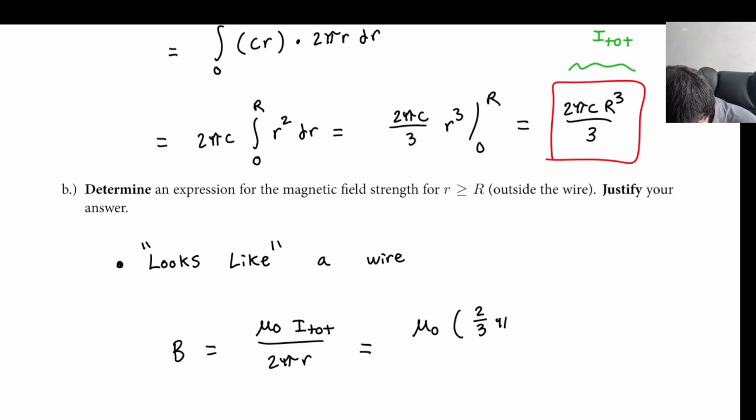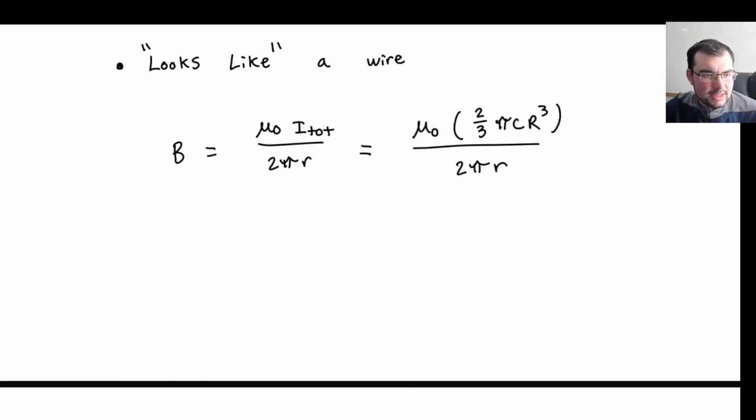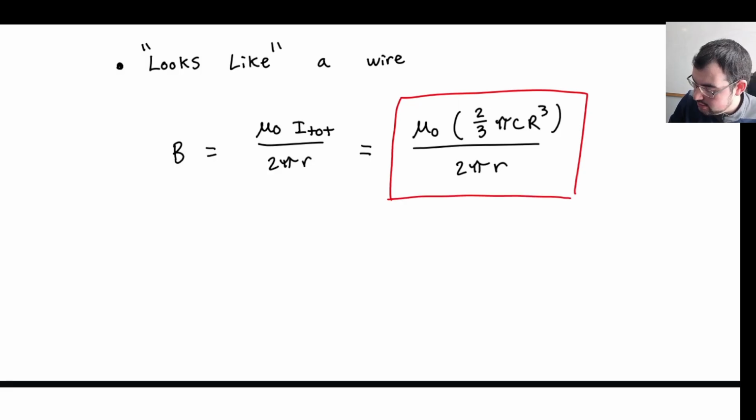Like this is our expression for I total, 2/3 pi c big R cubed. But it's a constant, right? Because it's big R, not little r in here. And I actually would argue we might want to just leave it like this, because this makes it really clear to the reader that this is a current carrying wire with a current given by this expression. You could simplify further, right? You get a pi that cancels out.